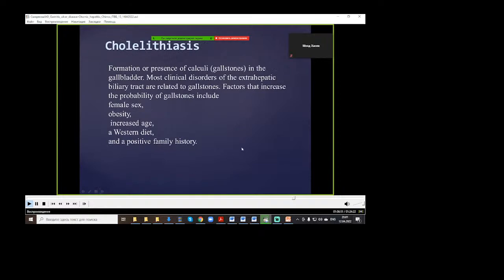Formation or presence of calculi, gallstones, in the gallbladder means cholelithiasis, and most clinical disorders of the extrahepatic biliary tract are related to gallstones. Factors that increase the probability of gallstones include female sex, obesity, increased age, a Western diet, and a positive family history.